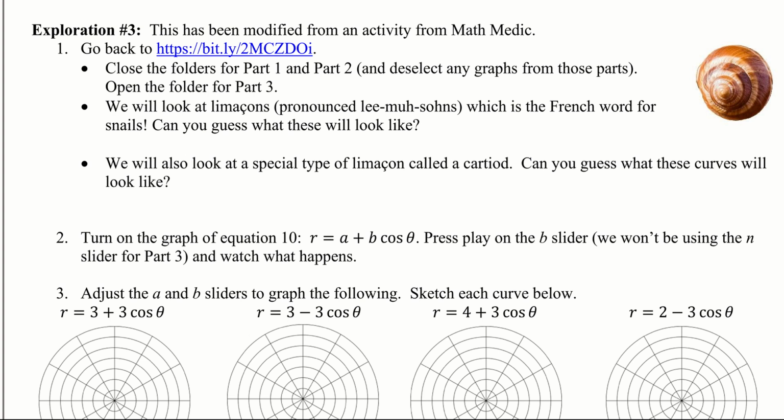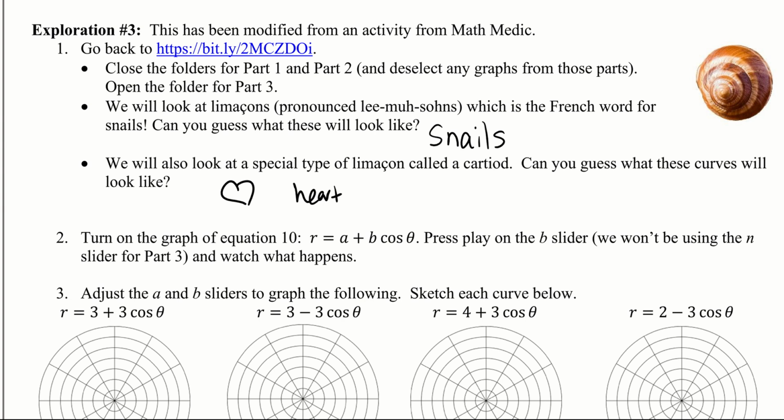Limacon is a French word for snail. You might guess that they look like this. They look circular, but have a kind of indentation right here. So these end up looking a lot like snails. And we're going to also look at a special type of limacon called a cardioid. Cardioid, you might think of cardiac, heart, etc. In fact, these ones look like a heart curve as we graph them.